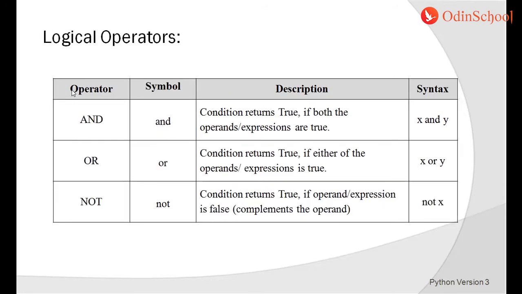Now next is logical operators. These are and, or, and not. This is the same as the and, or, not logic. And means what? I'll show you. Our condition returns true if both the operands or expressions are true, like x value and y value both as 1, so we can say it's an AND gate.